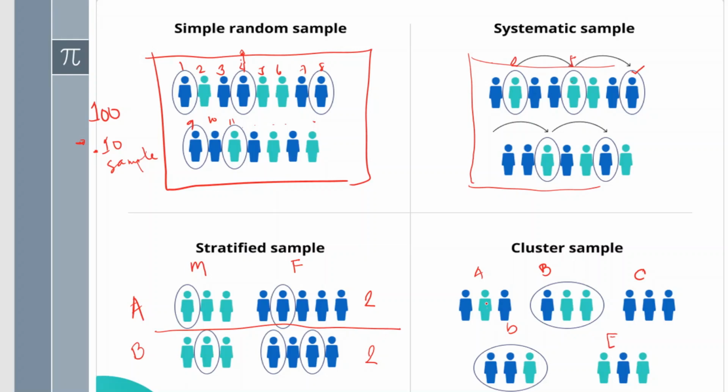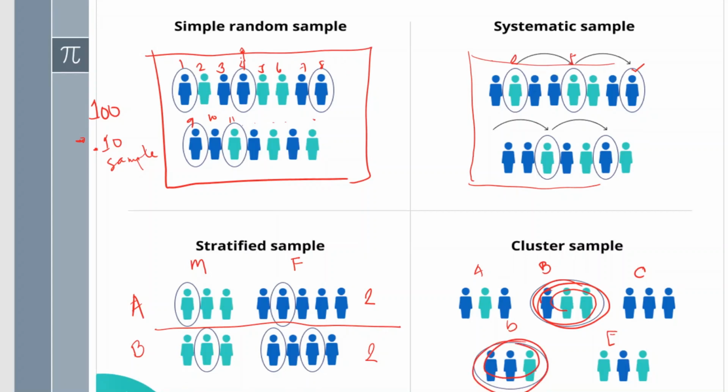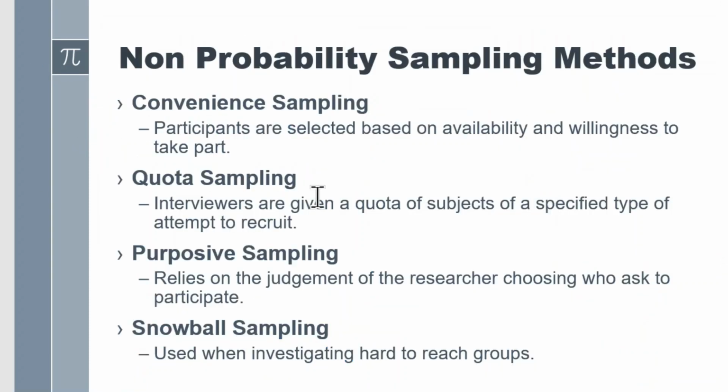Instead of getting a sample from every section, you just gather the whole section and make it part of your study. So you're going to pick the whole section B and the whole section D to be part of your study. Okay, so next one is a non-probability sampling method.